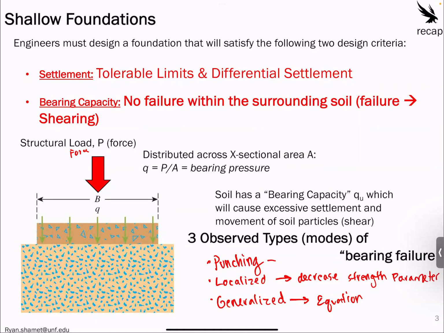For punching, we usually just redesign or improve the soil. So it's not really worth going through the additional efforts. We would use a deep pile foundation in that case.